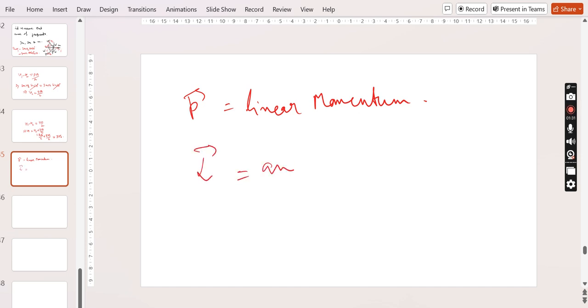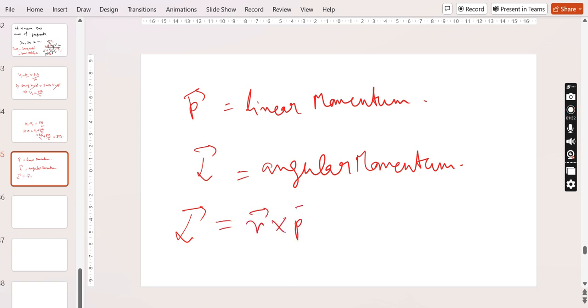I previously mentioned that P is the linear momentum. Angular momentum is denoted by L. Angular momentum is r cross p. The r is very important.